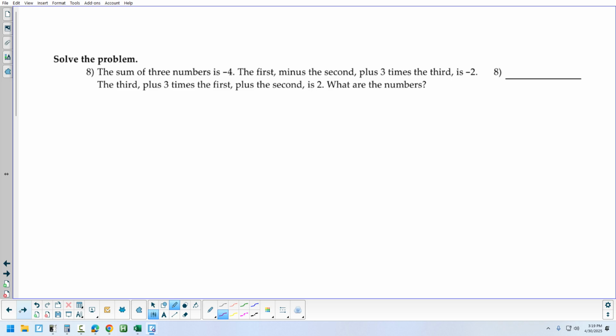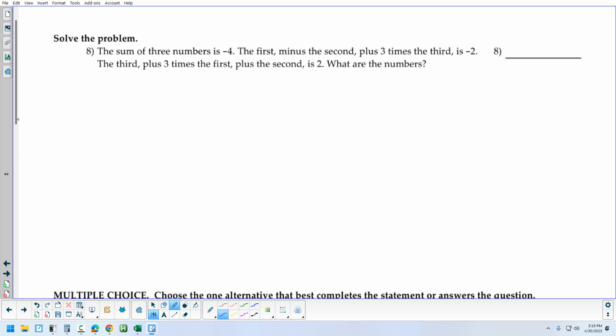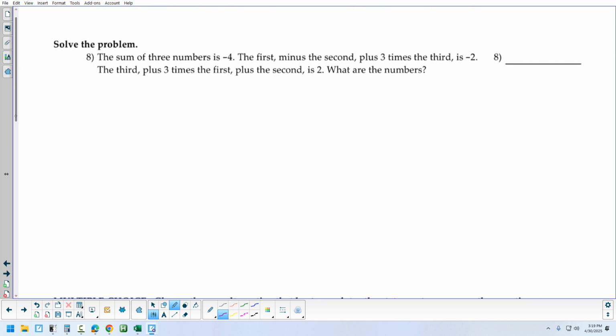All right, so let's do 8, and then get 7 done in the same thing. Yep, get them both done. All right, so the first thing is we need letters to represent our 3 numbers. What do you want to use for letters?